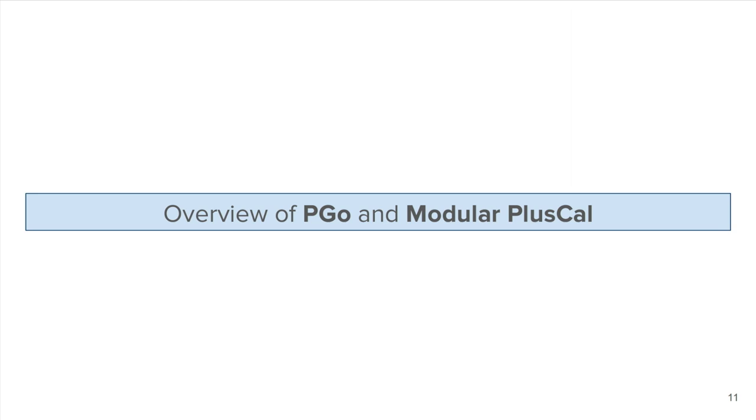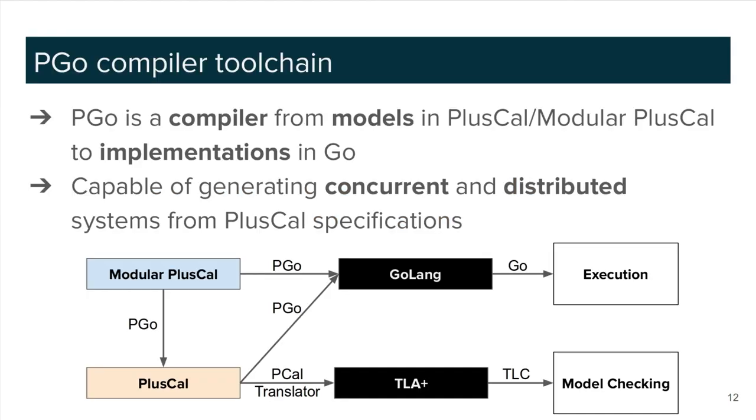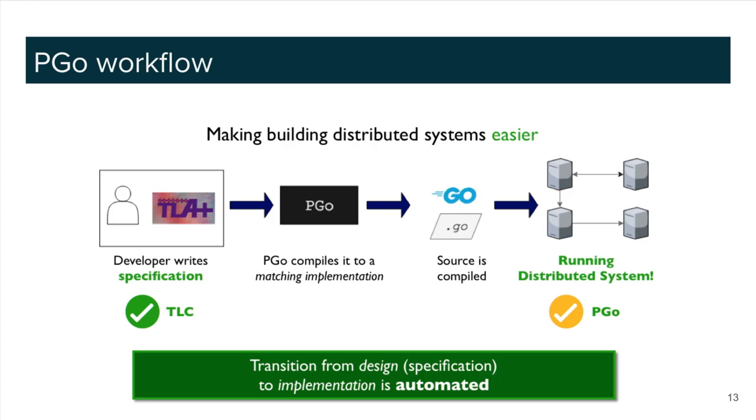So this talk is about PGO and a language that we build on top of PlusCal called Modular PlusCal to facilitate this mechanization of generating an implementation. At a high level, it's basically a compiler. Some people think of it as synthesis. I think of it more as compilation. It takes a model in this language called Modular PlusCal or PlusCal, and it's able to output Go-based code that implements either the concurrent version of the model or the distributed version of the model that you can then go deploy and run.